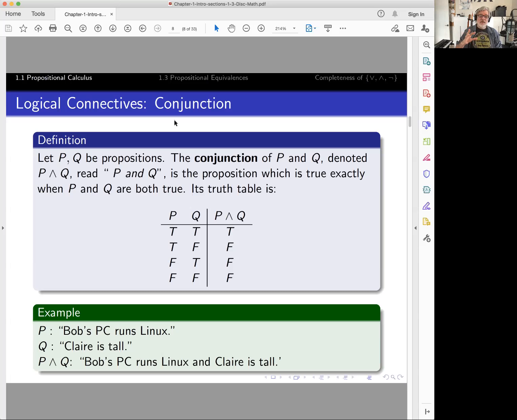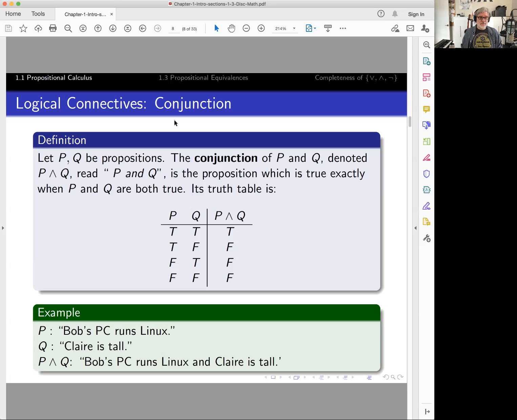In any case, P and Q is the conjunction of P and Q. As you can see, this is the definition. P and Q is true when both P and Q are true, and otherwise it is false. Okay.